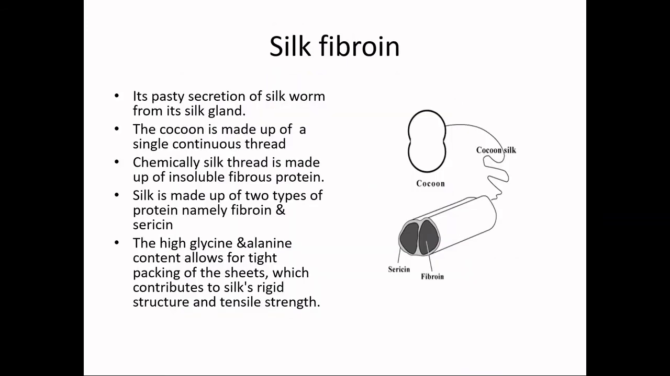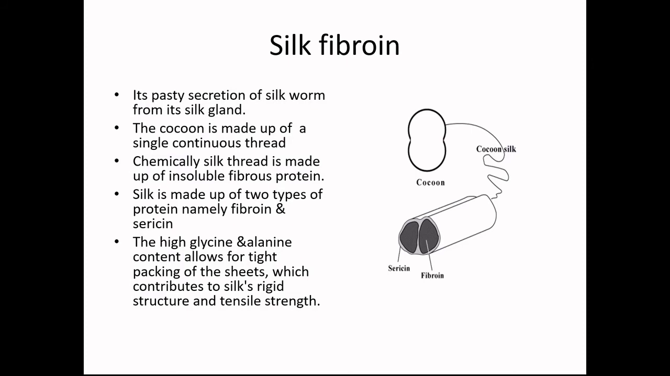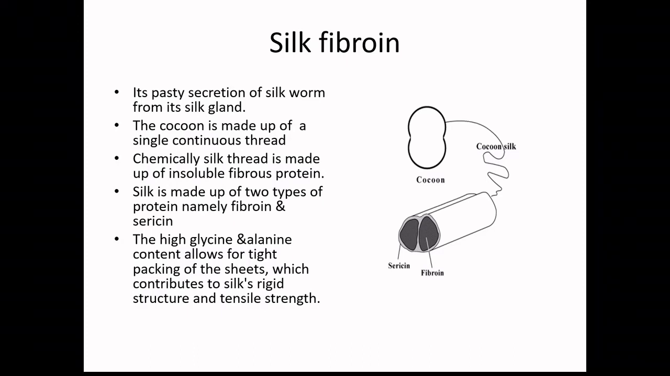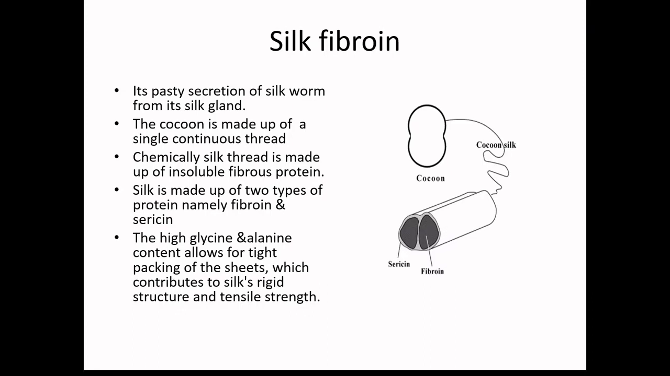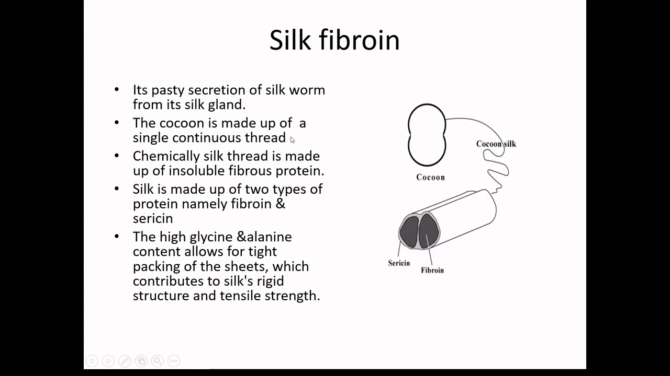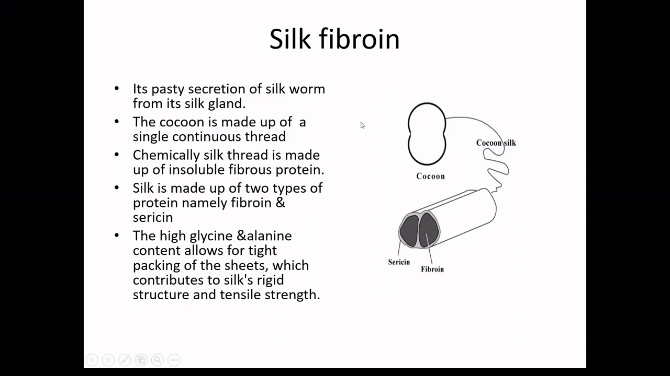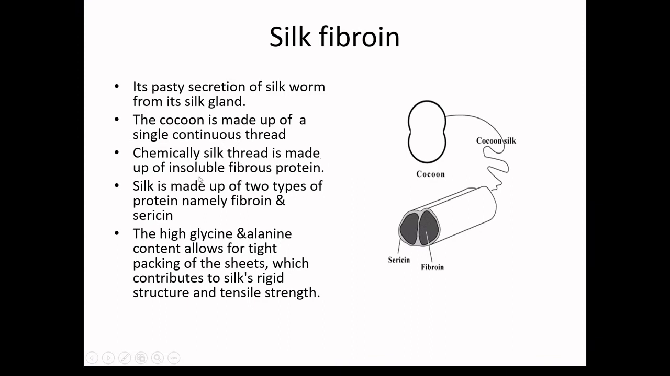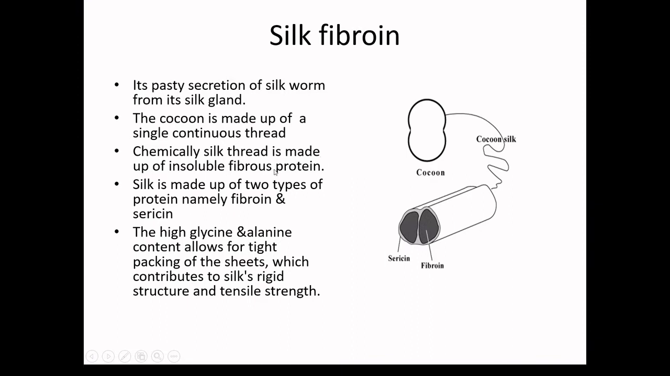Okay. Another example of a fibrous protein is silk fibroin. These are the fibers in the cocoon of the silkworm. It's a pasty secretion of the silkworm. The cocoon is made up of a single continuous thread, only one thread, and it is made up of an insoluble fibrous protein.